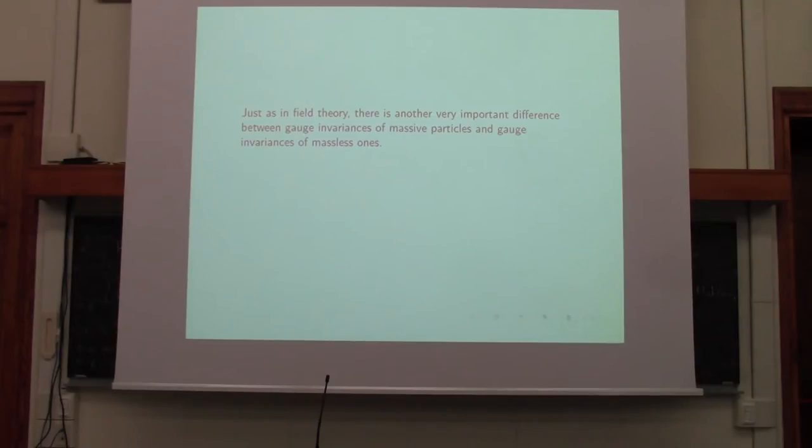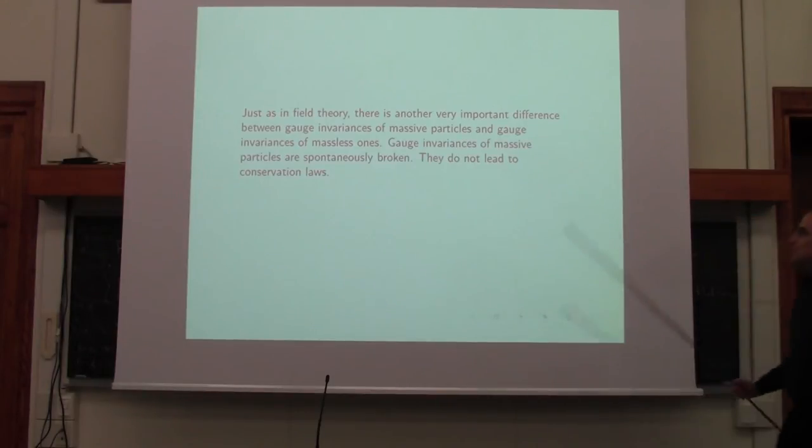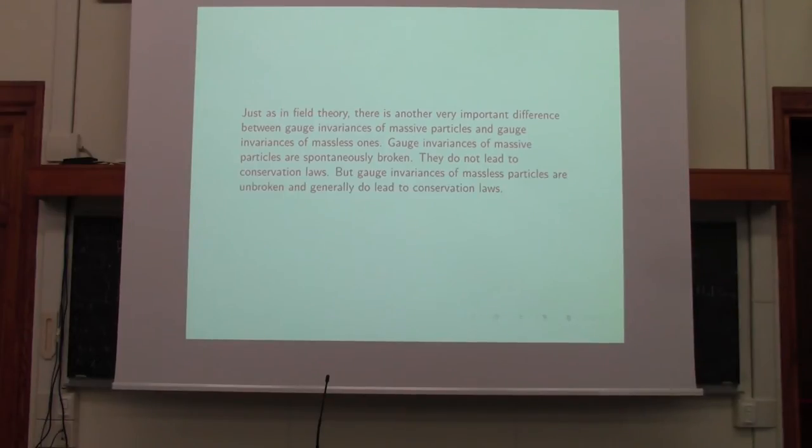Now, just as in field theory, there's another difference between gauge invariance for massive and massless particles. Actually, this is kind of a fitting day to mention what I was about to say, because it is, after all, tied up with today's Nobel Prize. So gauge invariances of massive particles are spontaneously broken and don't lead to conservation laws. But gauge invariances of massless particles are unbroken and do lead to conservation laws.